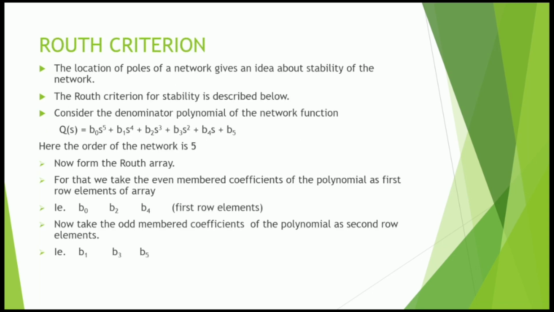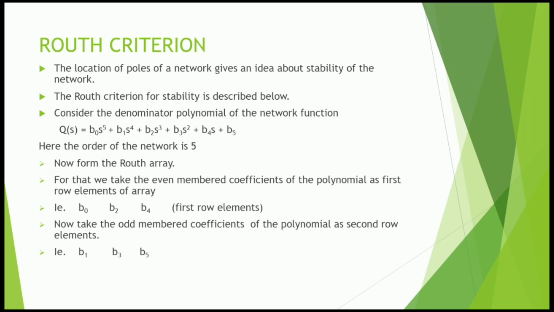Consider the polynomial q of s is equal to b0 s raised to 5 plus b1 s raised to 4 plus b2 s raised to 3 plus b3 s raised to 2 plus b4 s plus b5. In this case, the polynomial is of the order of 5 since the highest power in the polynomial is 5, and b0, b1, b2, b3, b4 and b5 are the coefficients.